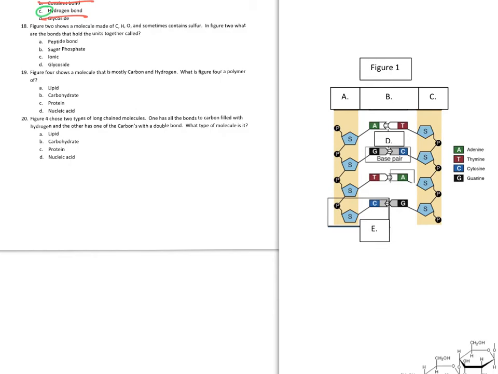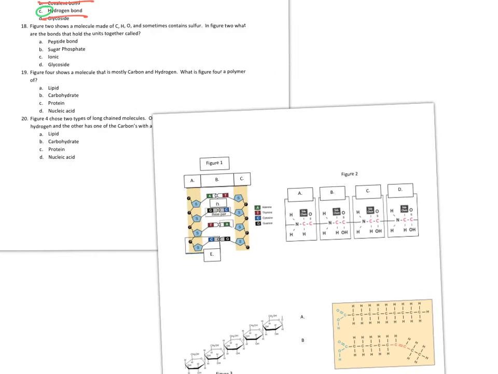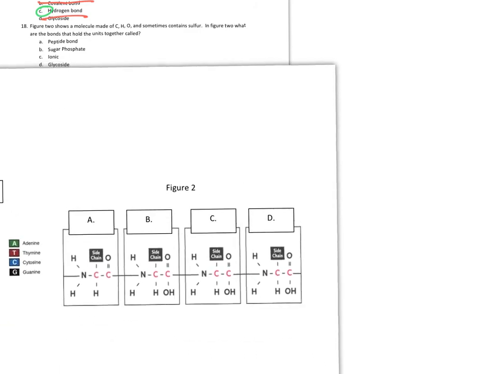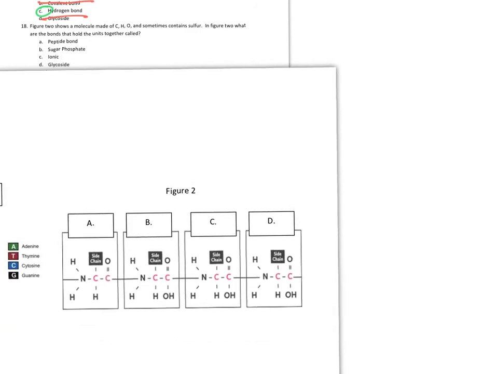So the next one is in figure 2. Let's take a look at figure 2 here. Figure 2 shows a molecule that's made up of C, H, and O. You see C, H, O. It also has nitrogen, which I should have put, that was my mistake, so CHON and sometimes sulfur. That was a clue. That's amino acids, that's protein. Nitrogen, sulfur, carbon, oxygen, hydrogen, you're probably talking about a protein.